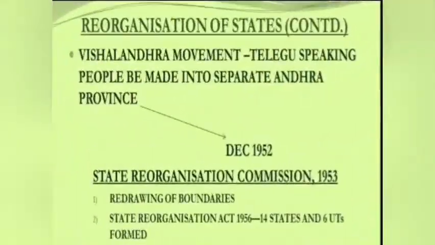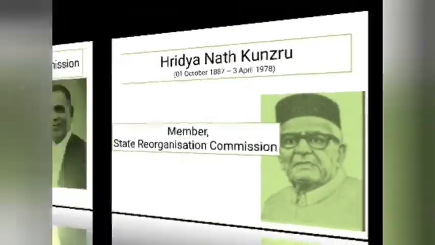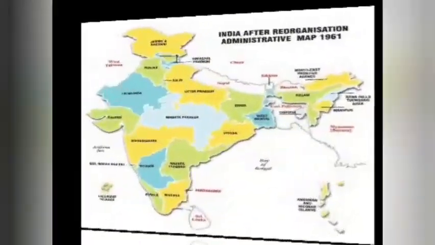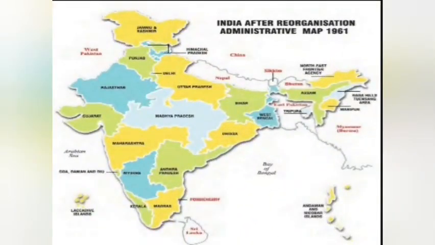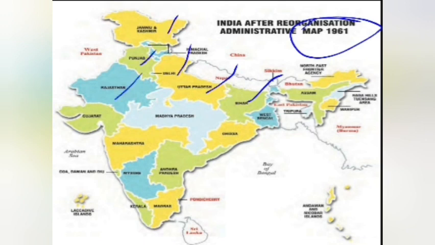Now a few points I am also going to discuss here, and those points are based on the State Reorganization Commission. I had already explained about this. India after reorganization, administrative map 1961: Bihar, Uttar Pradesh, Delhi, Jammu Kashmir, Punjab, Rajasthan, Gujarat, Madhya Pradesh, Maharashtra, Andhra, Mysore, Kerala, Madras, Odisha, West Bengal, Assam, Northeast Frontier Agency, Naga Hills, Manipur, Tripura. So this was India after reorganization, administrative map 1961.